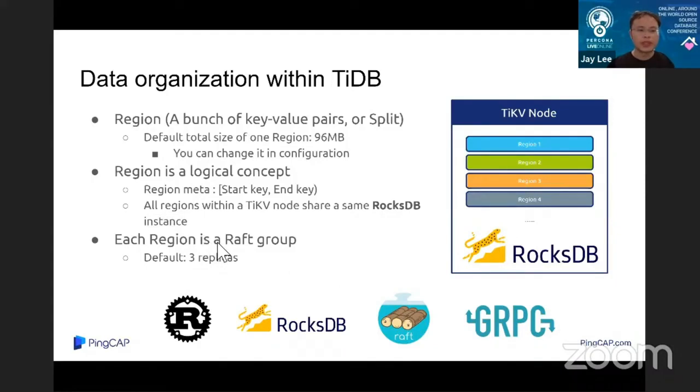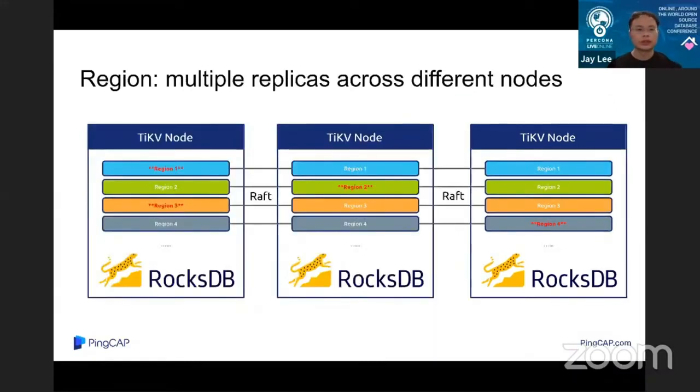A region is managed by a Raft group. A region can have replicas. By default, there are 3 replicas for a region. Here is an example layout of how data are organized. The key space is divided into several regions, and replicas for a region are replicated to different nodes.